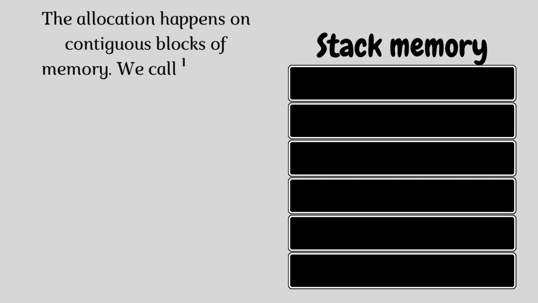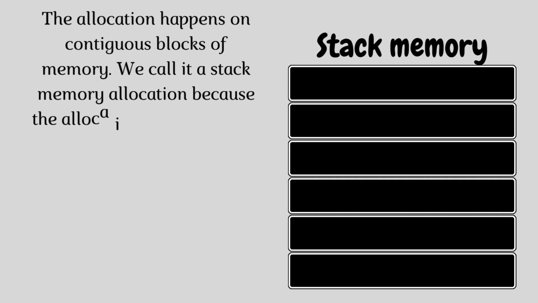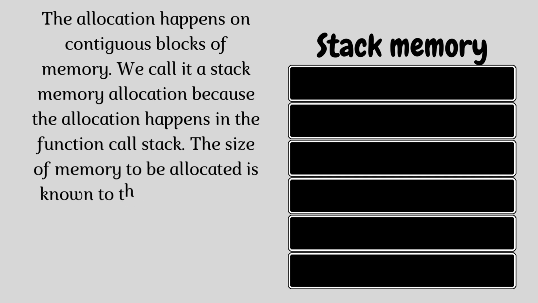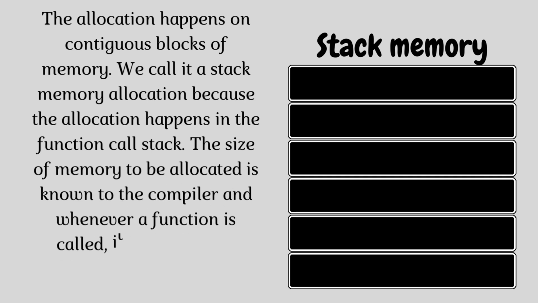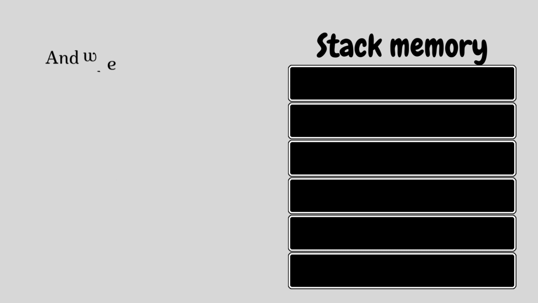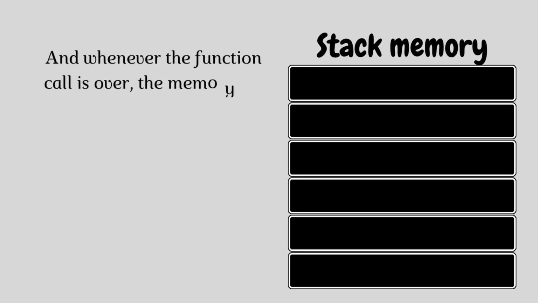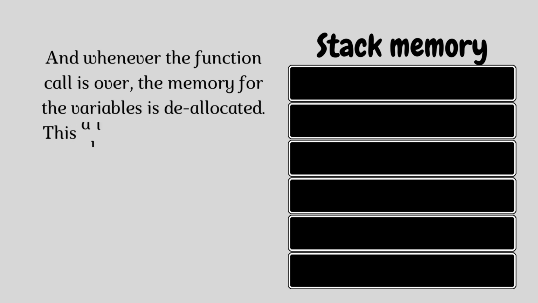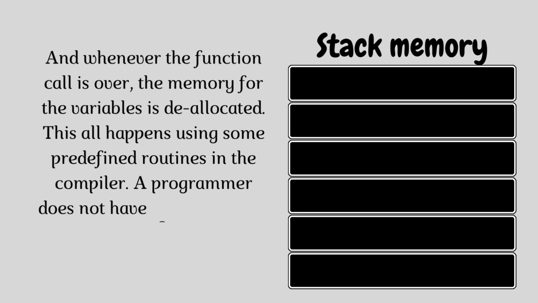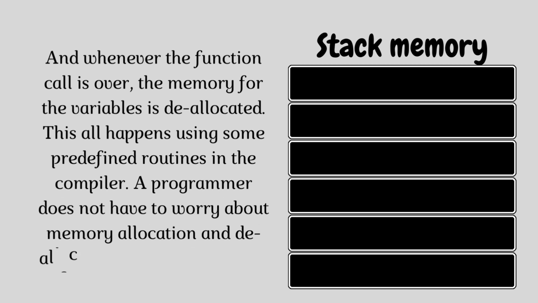Stack will track all the function calls. The allocation happens on contiguous blocks of memory. We call it a stack memory allocation because the allocation happens in the function call stack. The size of memory to be allocated is known to the compiler, and whenever a function is called, its variables get memory allocated on the stack. And whenever the function call is over, the memory for the variables is deallocated. This all happens using some predefined routines in the compiler. A programmer does not have to worry about memory allocation and deallocation of stack variables.